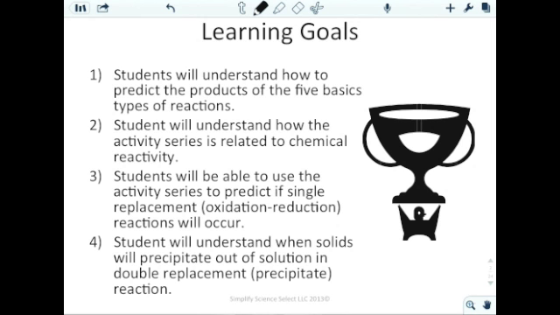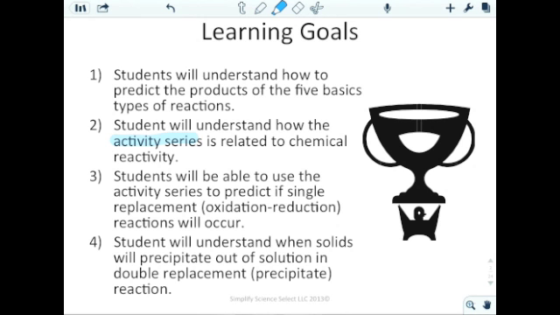Number 2, students will understand how the activity series is related to chemical reactivity. So we're going to try to figure out what the activity series is and how it is related to how reactive something is. Number 3, students will be able to use the activity series to predict if single replacement or oxidation reduction reactions actually occur. So we're going to look at, well, do all reactions happen? Just because we put 2 things together, is it going to happen? So we're going to try to figure out how we can predict if a single replacement reaction will occur.